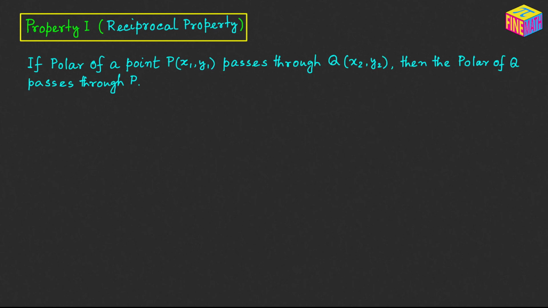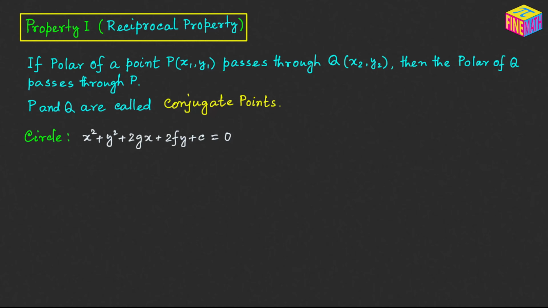It says if polar of a point P passes through another point Q, then the polar of point Q would also pass through the point P. So if P's polar passes through Q, then Q's polar would pass through P. And in that case, P and Q will be called conjugate points. Next, we are going to see the proof.